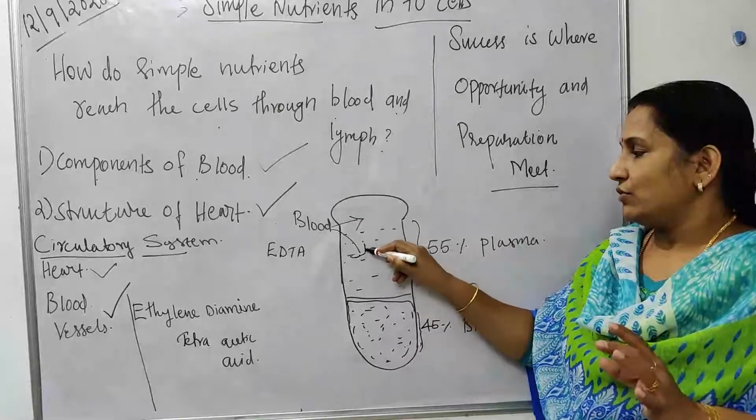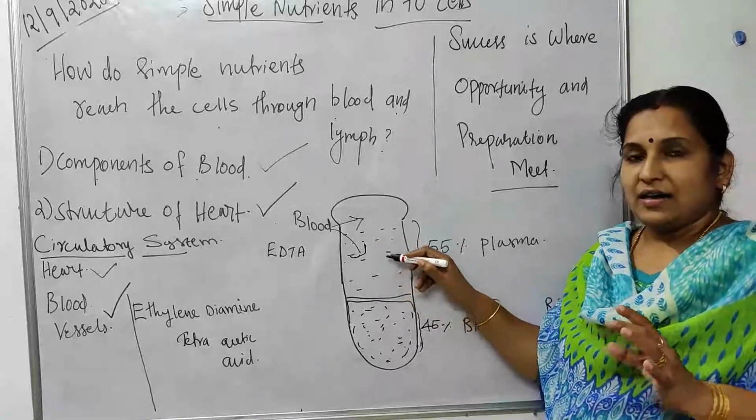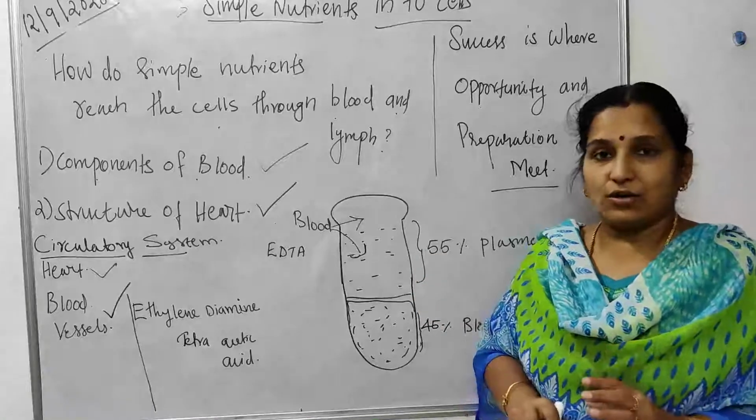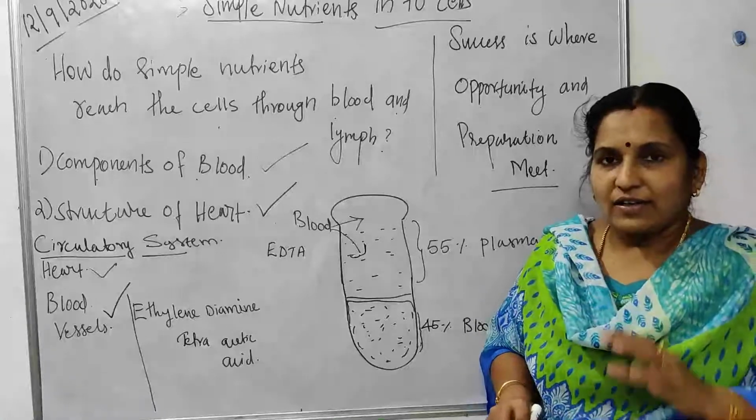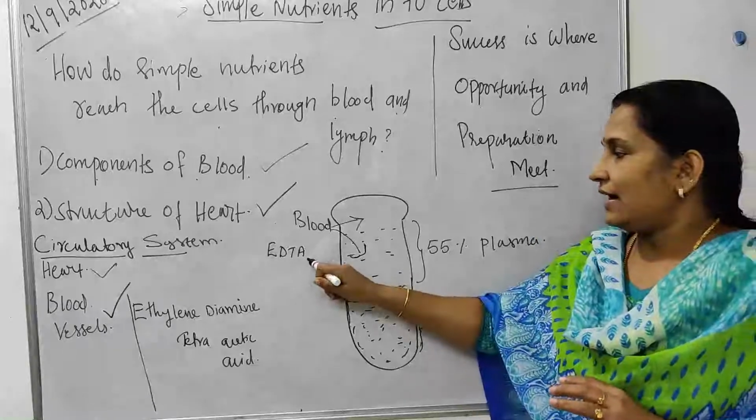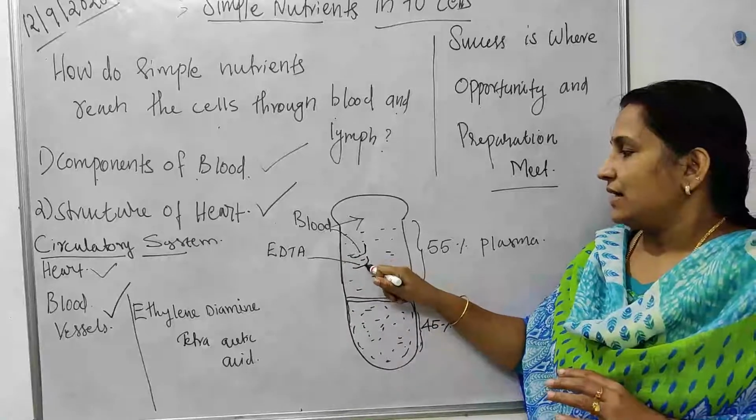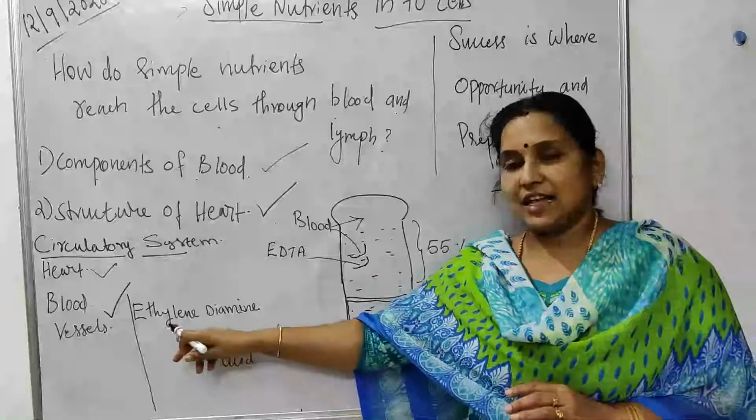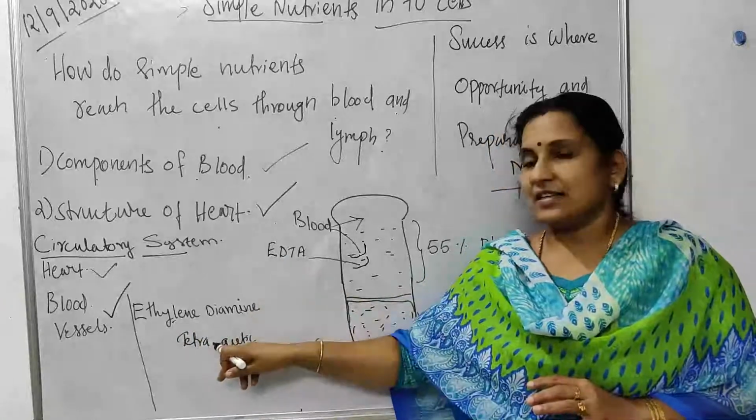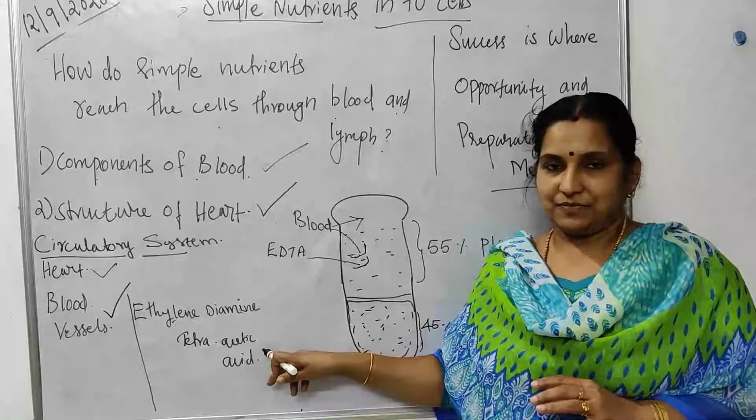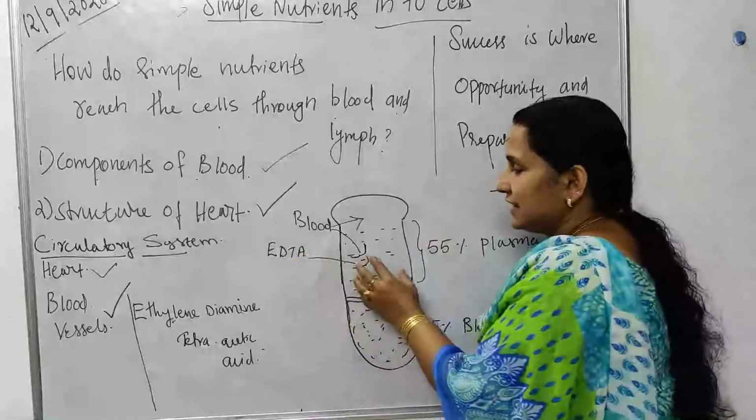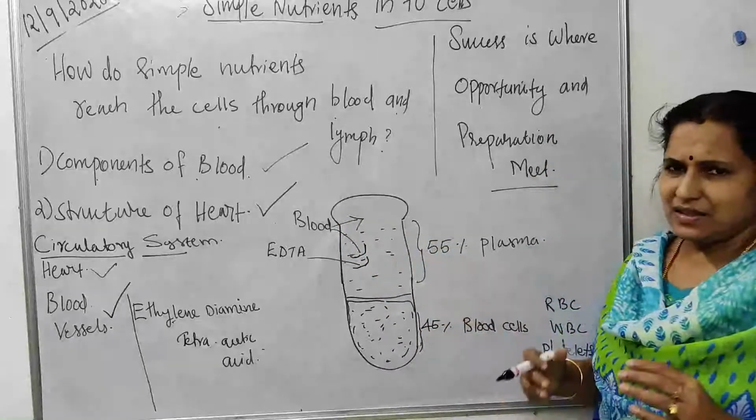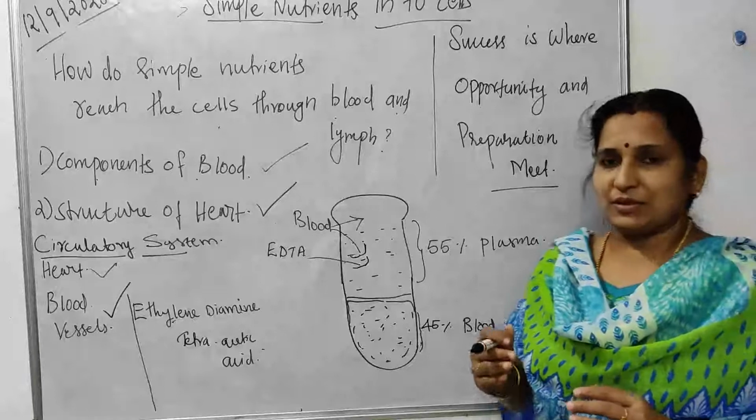We all know that when blood contacts atmospheric air, it coagulates or clots. In order to avoid this blood coagulation, we can add a chemical named EDTA. What is EDTA? That is ethylene diamine tetraacetic acid. When we add this EDTA, the coagulation of blood doesn't take place. Then allow this experiment to stand for some time.